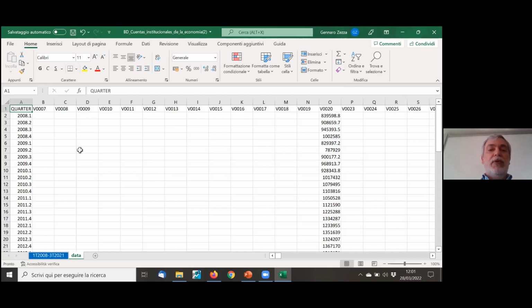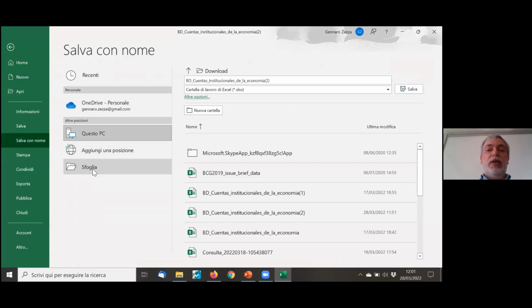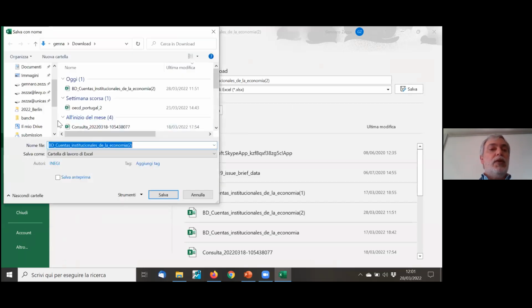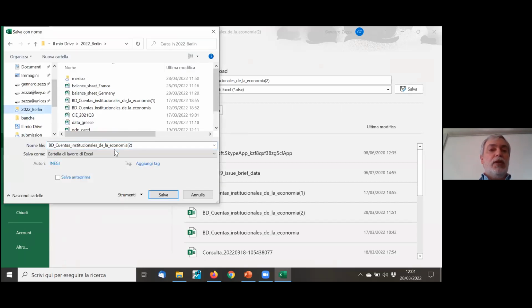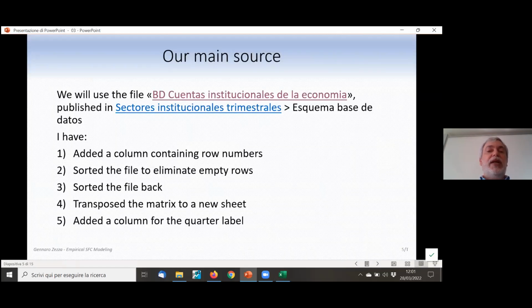And now I'm ready to load this data in my work file. I already have this file, but let me save it anyway. Okay, so this is one of the preliminary operations you will want to do when you have a large data set and you need to read it into your software.